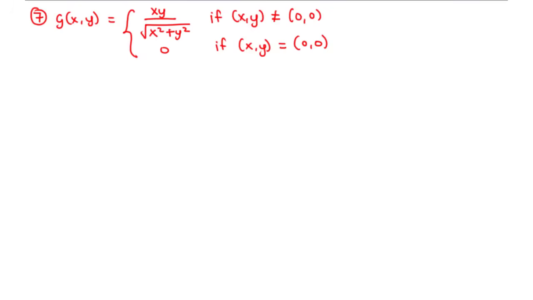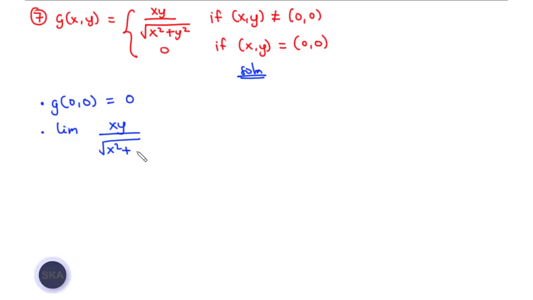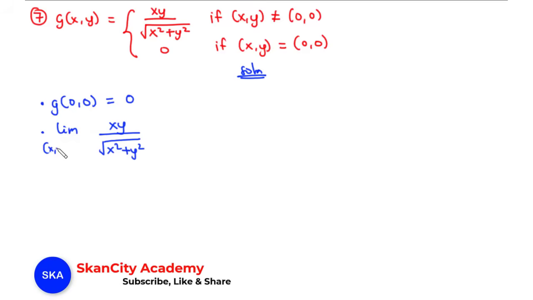Now to the last question, question 7 or example 7, we have g of xy equals xy over the square root of x squared plus y squared if xy is not equal to 0, 0, and then 0 if xy is equal to 0, 0. Now let's try this together. So as usual, we first of all find g of 0, 0, and that is defined, that is equal to 0. Secondly, we want to find the limit of the function xy over the square root of x squared plus y squared as xy approaches 0, 0.